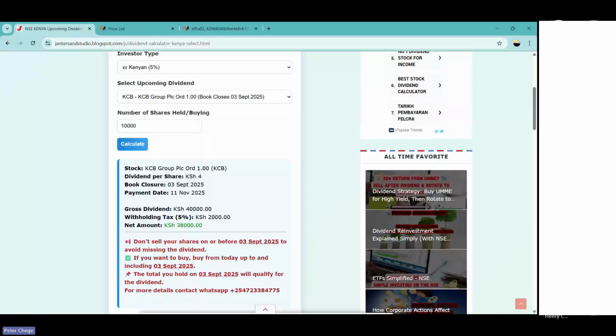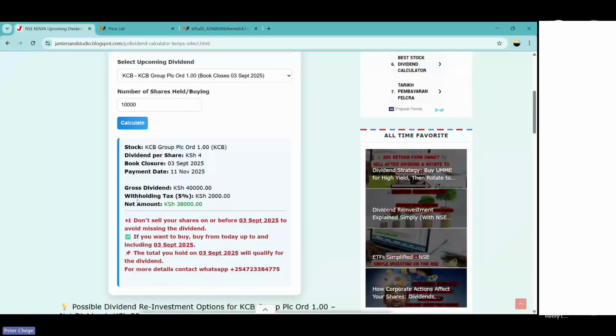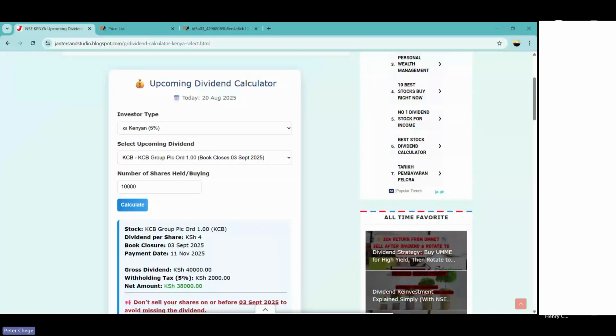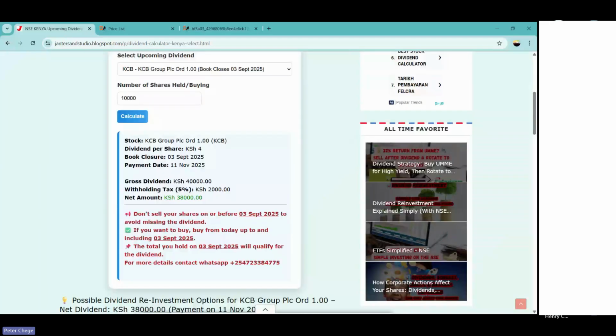If you scroll down, it gives you the gross dividend. That is the number of shares, 10,000, times the dividend per share. It comes to 40,000. We selected ourselves as a Kenyan, 5%, so it does withholding tax at 5%. That 2,000 will be paid directly to KRA. Who pays? It's not you, it's not the broker, it's not NSE or CDS. It is the registrar for KCB. So they will deduct before they pay you. So you receive the net amount, 38,000, less bank charges and M-Pesa.